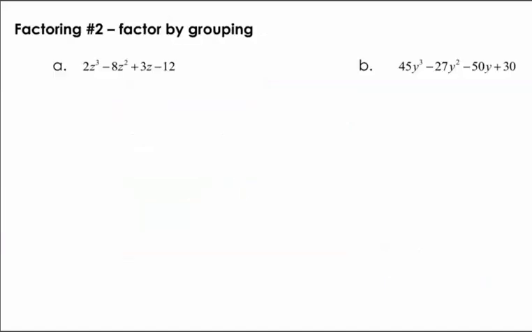Factoring by grouping is something that you haven't seen before. Factor by grouping has to have 4 terms. So if you're noticing, these are polynomials that have z cubed and y cubed. So these are not quadratics. We're not actually going to do factoring by grouping until the next chapter, but you need to know how to do this in order to factor a trinomial.